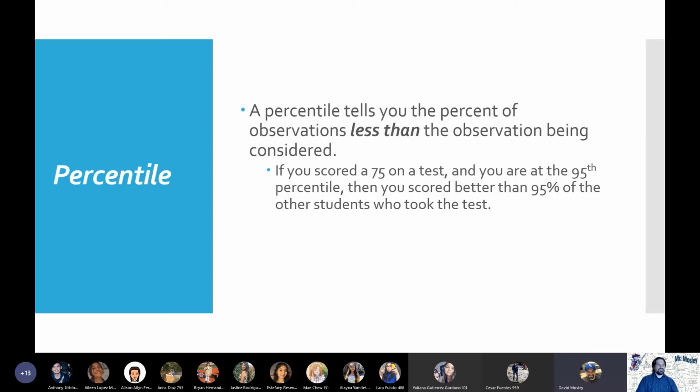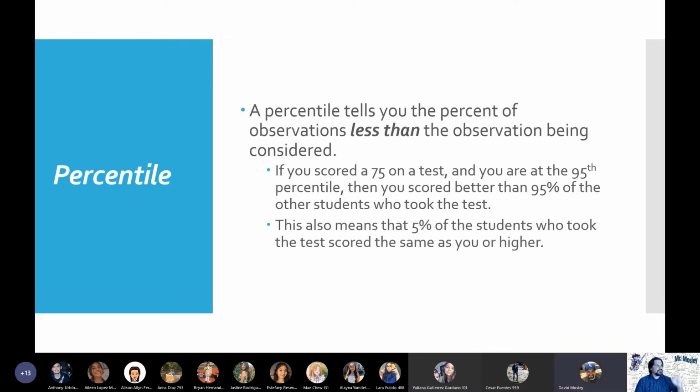For example, if you scored a 75 on a test and you're in the 95th percentile, then you scored better than 95% of the other students who took the test. That's how the percentiles work. This also means that 5% of the students who took the test scored the same as you or higher. If 95% are all strictly less than, that means 5% are equal to or greater than. You need to have that equal to part somewhere, and it goes along with that other 5%.